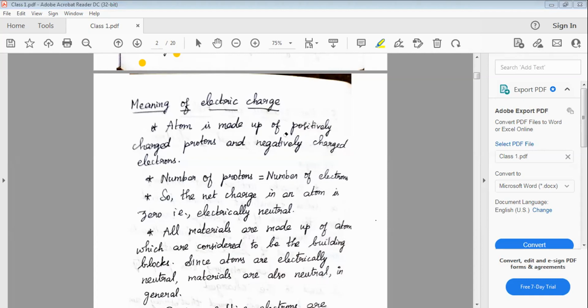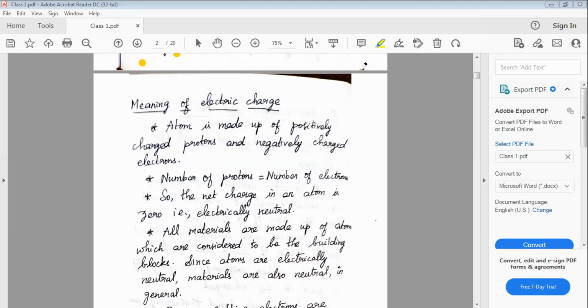In an atom, electrons revolve around the nucleus and are negatively charged, whereas protons are positively charged. In normal circumstances, the number of protons is always equal to the number of electrons, making the atom electrically neutral. Atoms are the building blocks of materials, and since materials are made up of atoms, they are also neutral in general. That means they are not charged.